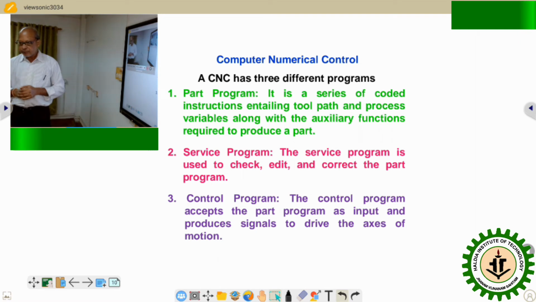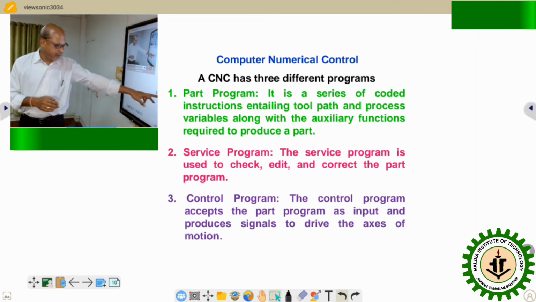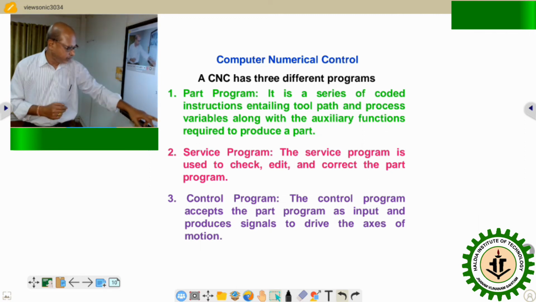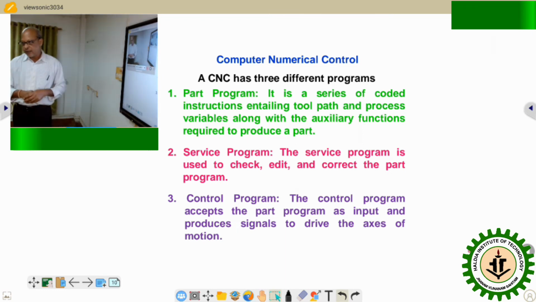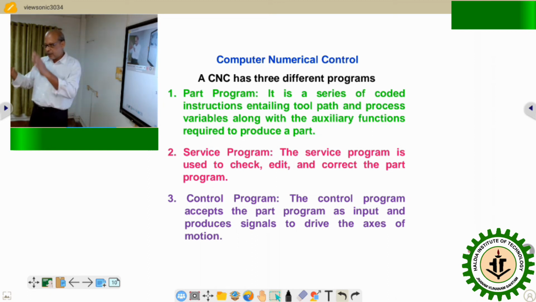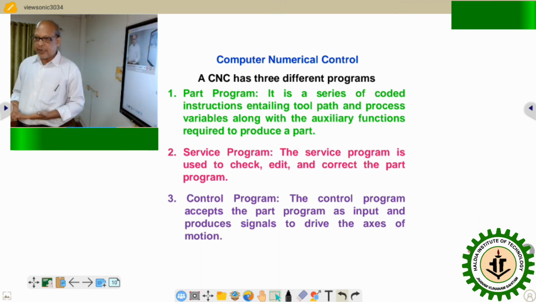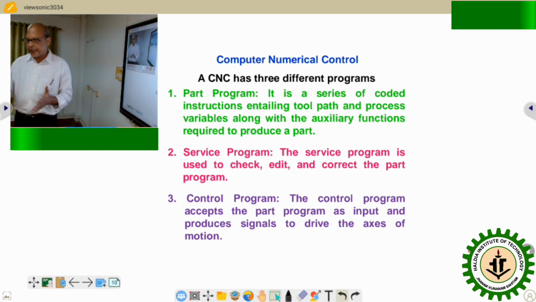And the majority of the activities which are implemented are taken care of by the control program. The control program accepts the part program as input and produces signals to drive the axes of motion. So the interpretation, compilation, execution and implementation of your program is taken care of by the control program.